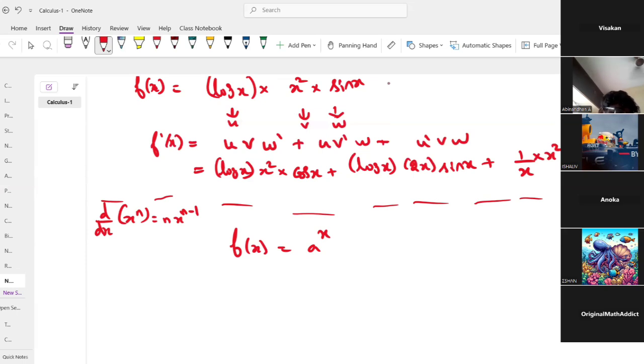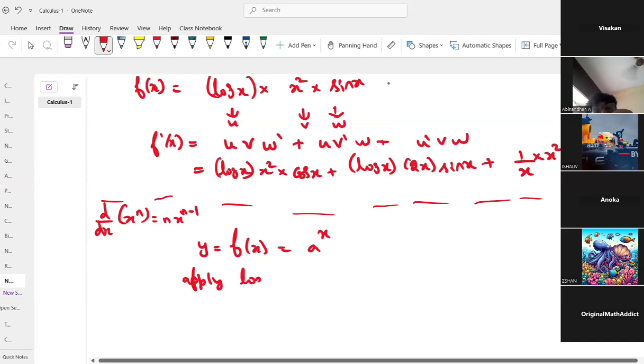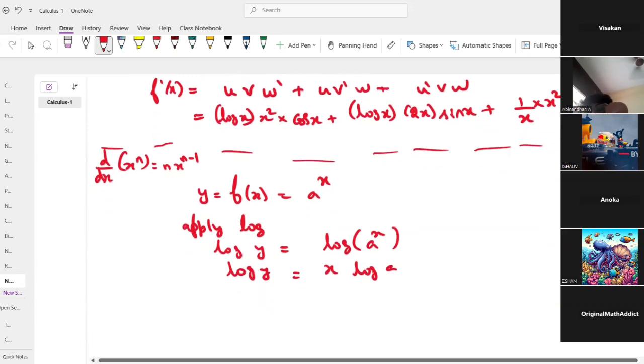So when you want to differentiate these kinds of things, we need to first pull the power down, so that you know, that beauty will happen if you apply log. So I'll apply log on this equation. So I'll get log y equal to log of a power x. Then by the logarithmic rule, the power will come down. So it will become x times log a. Log y equal to x times log a. Then you can differentiate with respect to x.